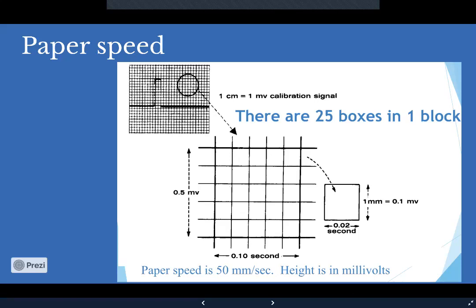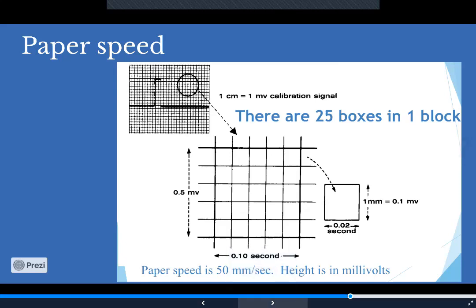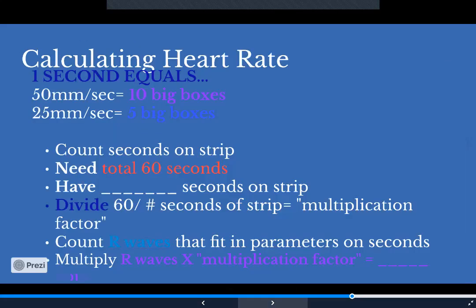So then if we had 25 millimeters per second, 5 of these big boxes, right? Because 25 divided by 5 is 5. 5 big boxes would equal the 1 second. So it makes it a little bit easier to count it across. So that's how we would be able to count, or begin to count our boxes across to start working on our heart rate. So we'll end up being able to do that.